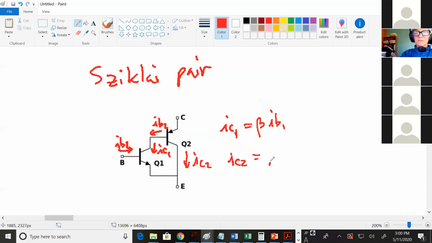Beta times IB2. And then you know that IB2 equals your IC1. So what you get is a beta squared times IB1. So you still get that beta squared, but now to turn on this transistor, you only need a VBE on. And that's your advantage here.